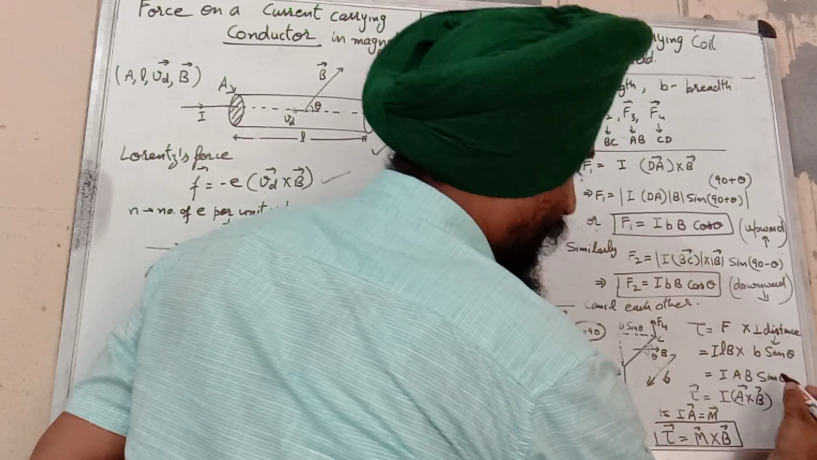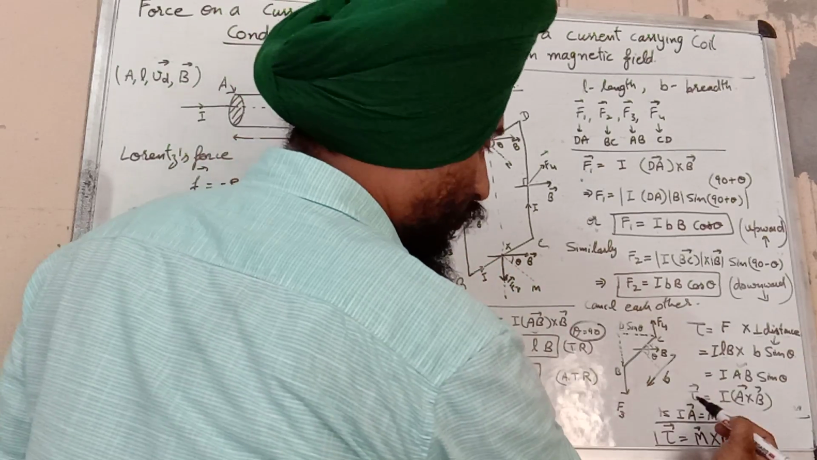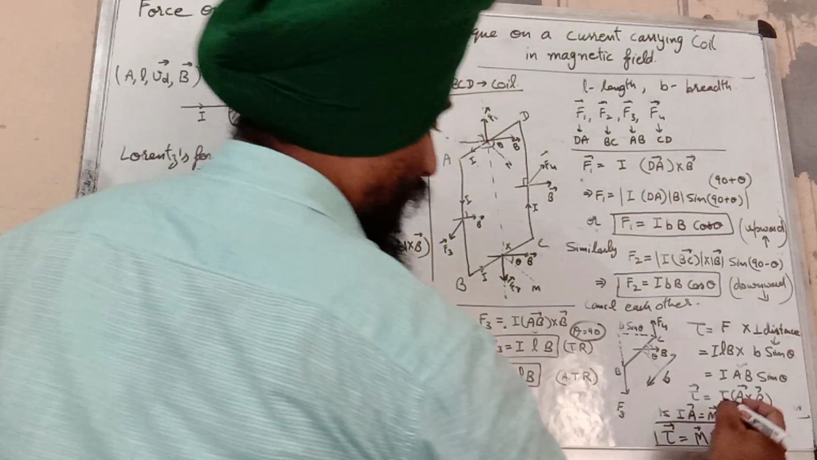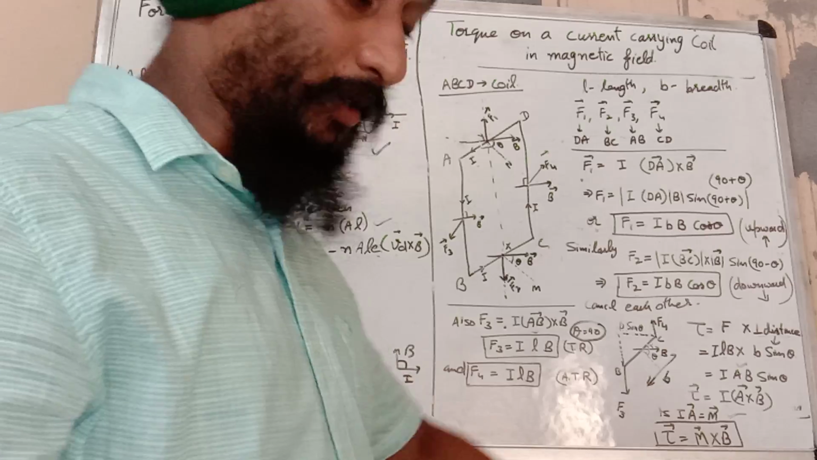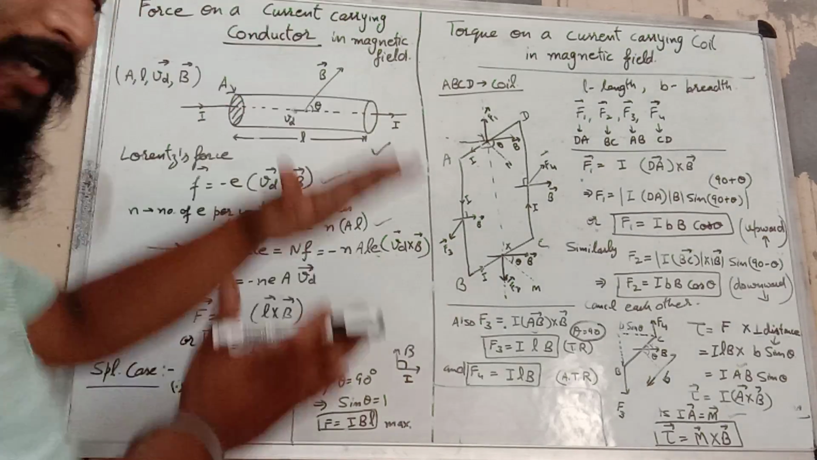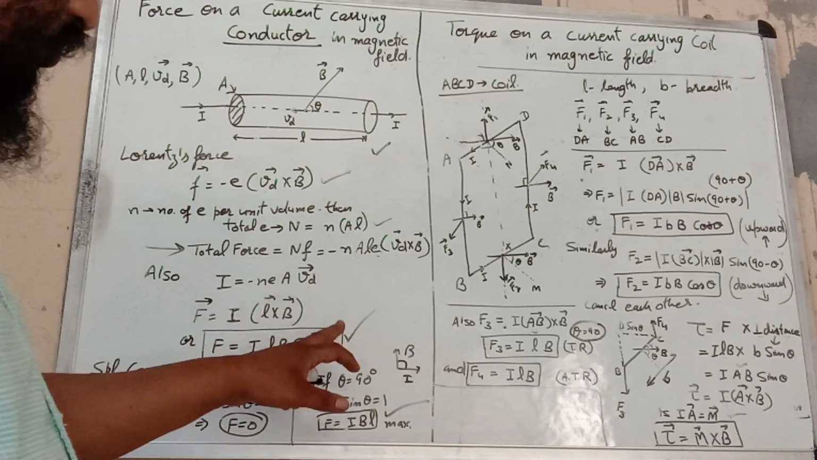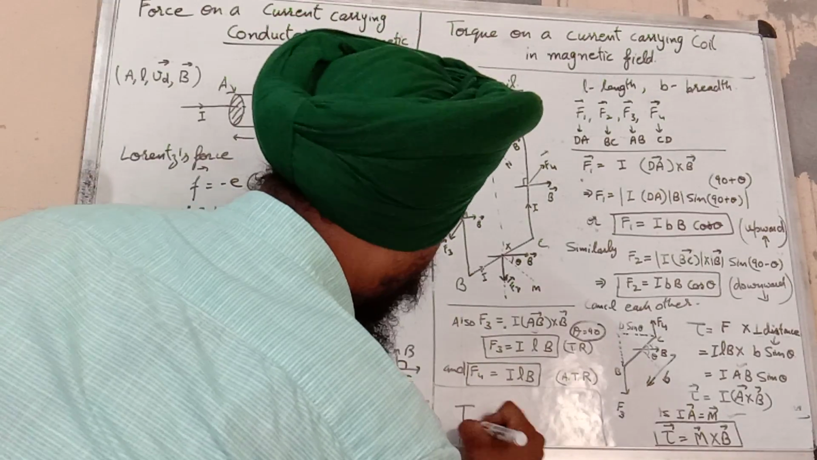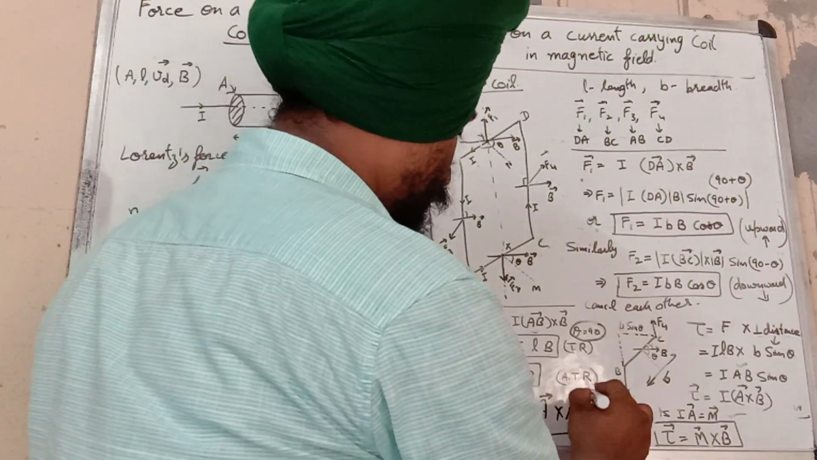So put the perpendicular distance value here, b sin theta. Now L into b becomes the area, so the torque is I A B sin theta, or torque can be written as I A cross B. Also we know that I into A is the net magnetic dipole moment, so torque can also be written as M cross B. So at the end we conclude that if we place a conductor carrying current inside the field, it experiences a force ILB sin theta or I L cross B, and if a coil with area A is placed inside the field, it experiences a torque given by I A cross B.